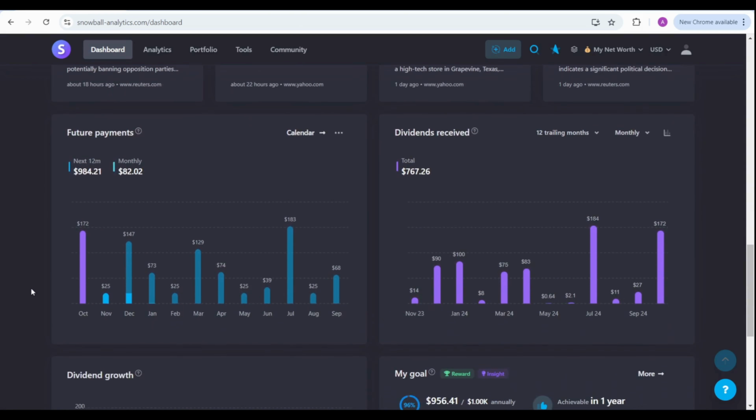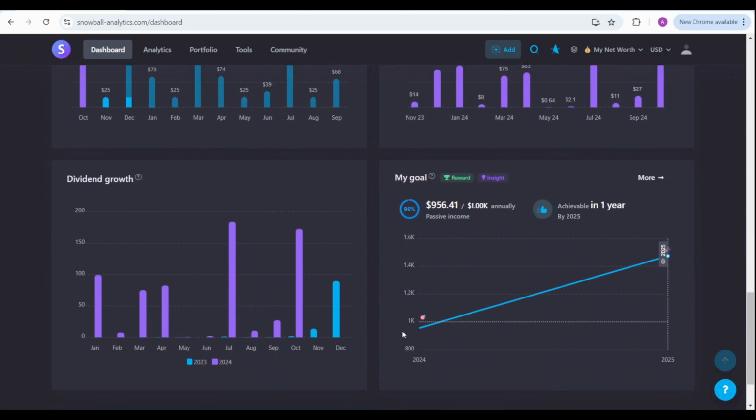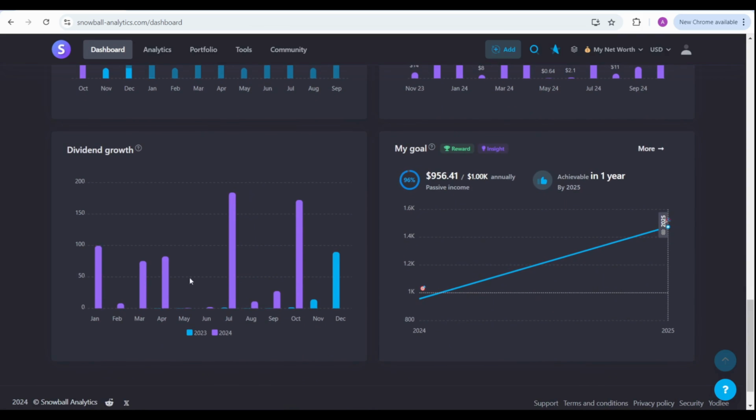A little bit lower, we have our future payments, which is just forward looking to see what your next dividend payments are going to be based off of the holdings that you currently have in your portfolio. Then you have your dividends received, where this is just looking backwards to see what income you have had in the past. And so you can see that this month I've made $172. And that is the same over here for the future payments, but this is looking forward and this one is looking backwards.